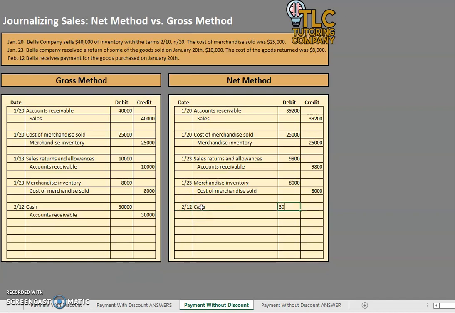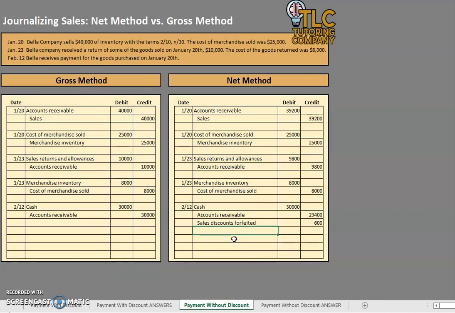Again, the amount of the cash received doesn't change. We're still receiving the full $30,000. Sold 40, returned 10. That's $30,000 that we're getting. However, when we take a look at our accounts receivable now, let's find that balance. Debit of $39,200, credit of $9,800. We see that now we are not equaling. We are going to use a special account here for this missing $600 called Sales Discounts Forfeited. And this is simply showing all of the discount amounts that our buyers did not take advantage of when it came to this.